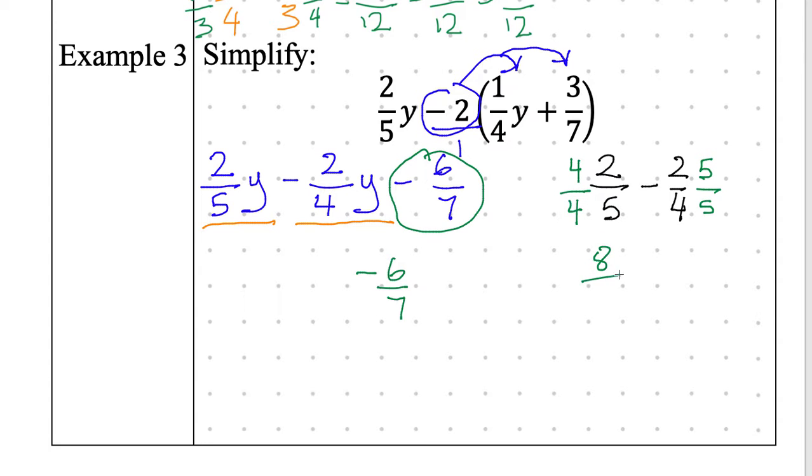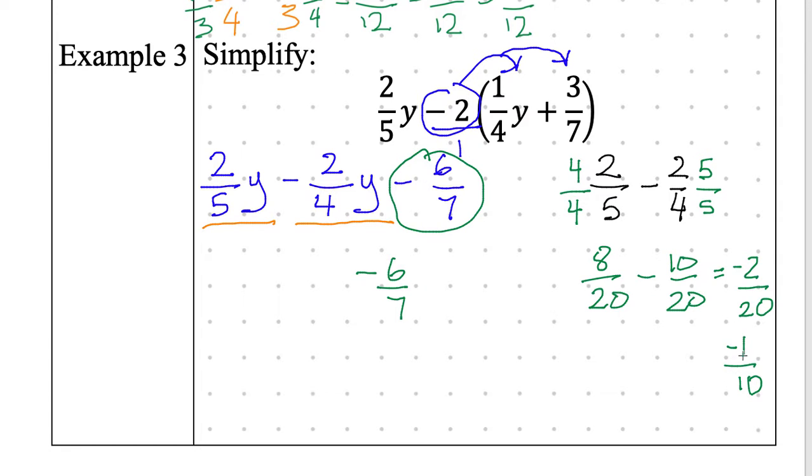Bottom left is 4 times 5, which is 20. Subtract, 2 times 5 is 10. 4 times 5 is 20. Now I have like denominators. I just have to subtract the numerators. 8 minus 10 is -2 over 20. And I'm not done yet because I can still simplify this. I can simplify by dividing the top and bottom by 2, and it's going to be -1 over 10.